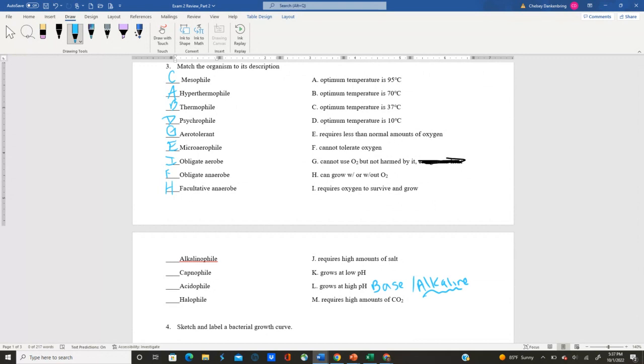Good. Okay. Now, let me tell you this. We did not talk about capnophiles this year, but here's one. So it's not going to be on your test, but here's why I kept it on this sheet. When you're taking the exam, I'm not going to put anything on there that you've never heard of before.